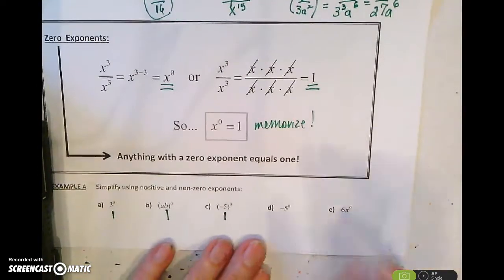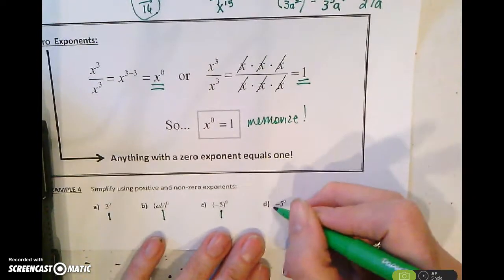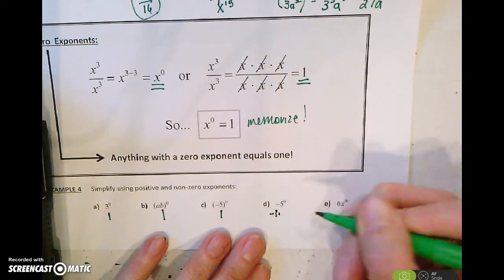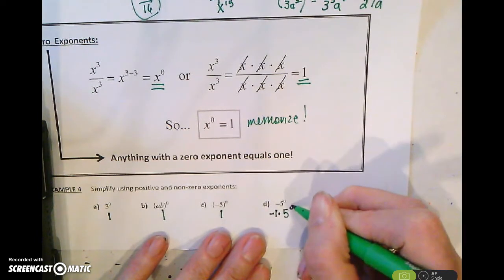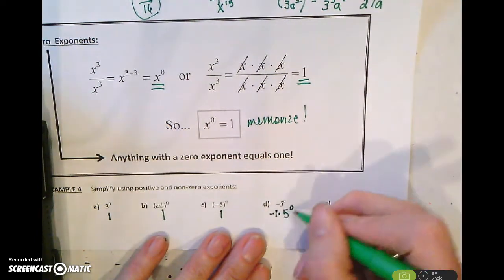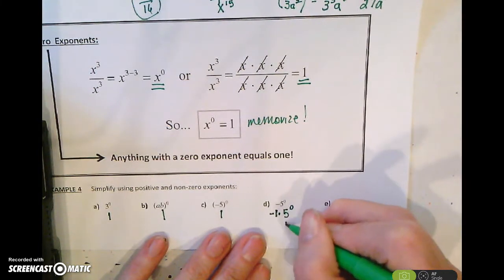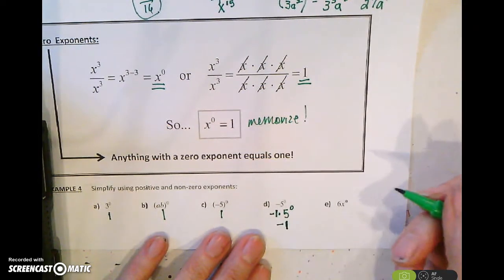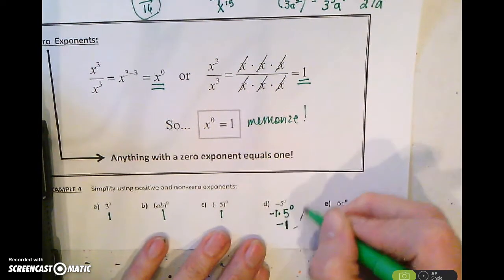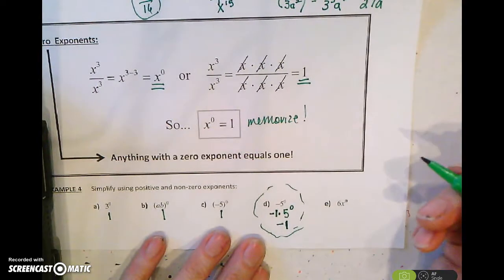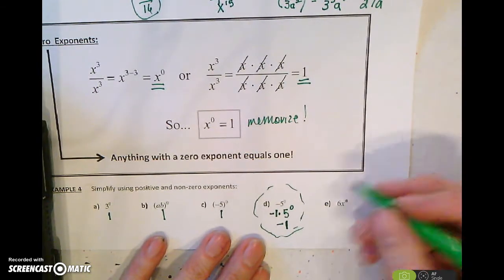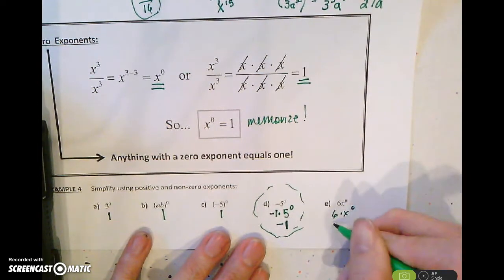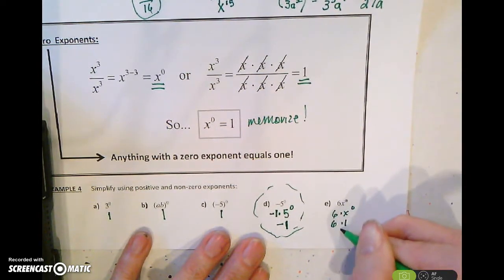Oh, but how about this one? Remember that whenever we have a negative, it's the same thing as a product of negative 1 times 5 to the 0. And 5 to the 0 is 1. But we also have this negative 1 times that, and it becomes negative 1. That's something you're going to have to work on right there. That's a hard one to remember. Same thing here. This is 6 times x to the 0. So 6 times 1 is 6.